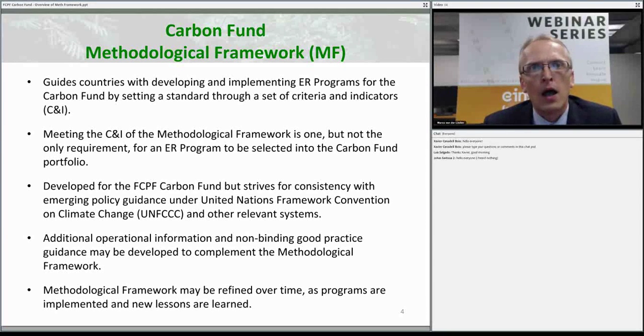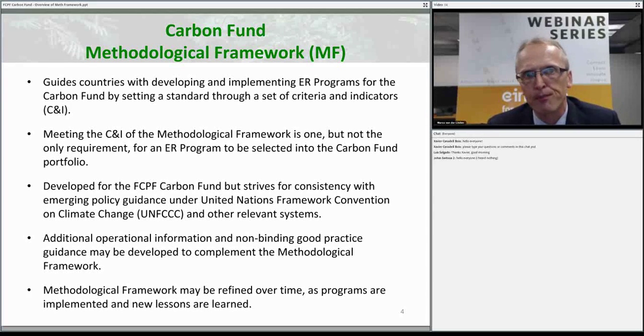Since it's a set of criteria and indicators, the methodological framework is not super detailed. So it's not a cookbook that will give you all the rules and all the step-by-step ways of doing things. Rather, it sets a general framework for you to develop a program, but within that framework, there's room for countries and programs to come up with their own solutions.